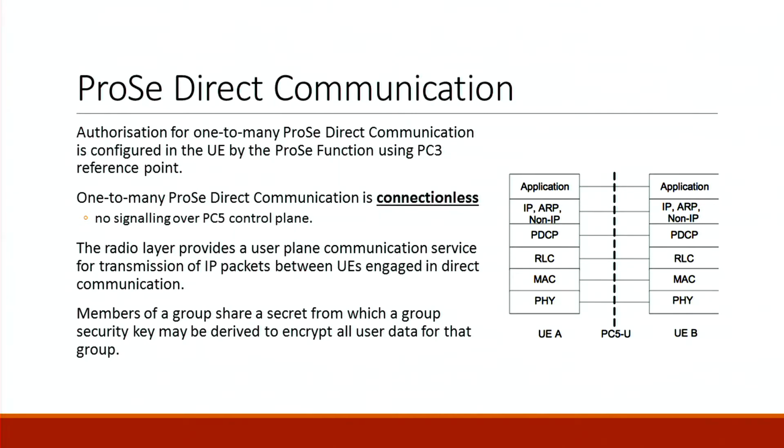And this will be encrypted as well. So members of the group will share a key, a group key. I have some slides later, but I don't think we'll get into that. We won't have time. But just to give you an idea, once you've created the group and once the ProSe function has given authorization to this group to communicate, you will also have a group key that would allow you to encrypt all communications between members of this group in a one-to-many fashion, of course. That's why you need a group key.